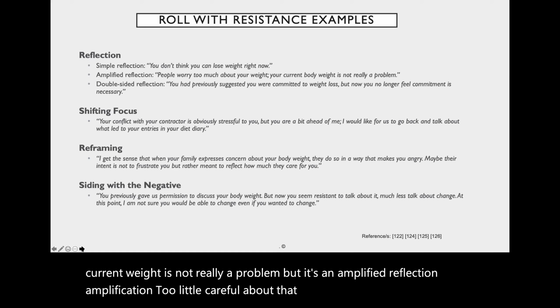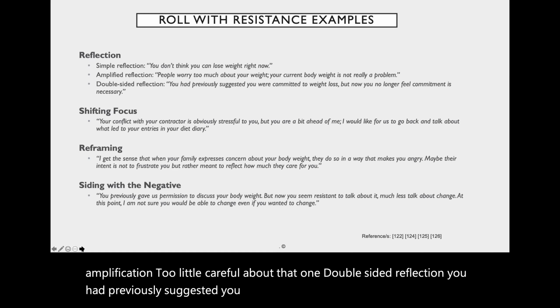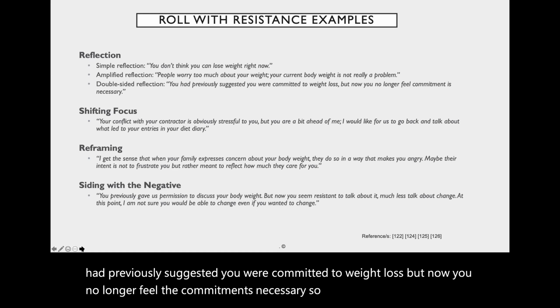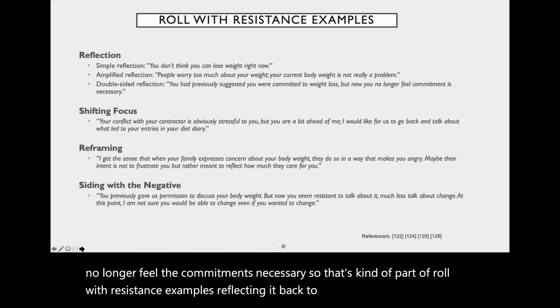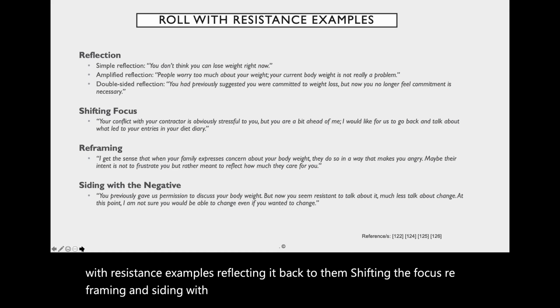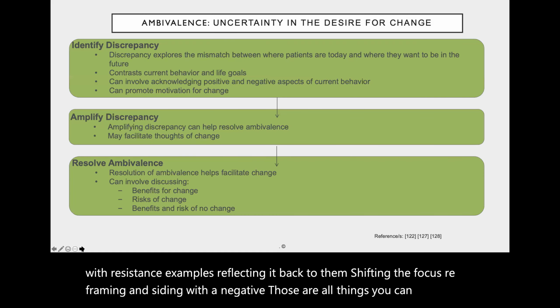Double-sided reflection. You had previously suggested you were committed to weight loss, but now you no longer feel the commitment is necessary. So that's part of the role with resistance examples: reflecting it back to them, shifting the focus, reframing, and siding with a negative. Those are all things you can do with resistance.